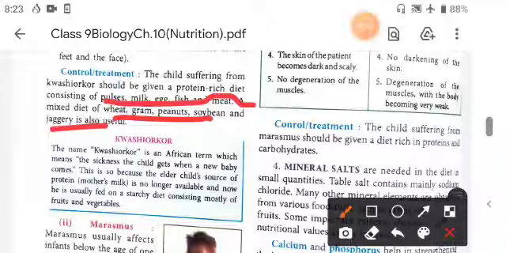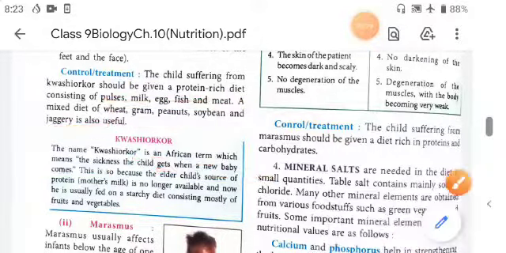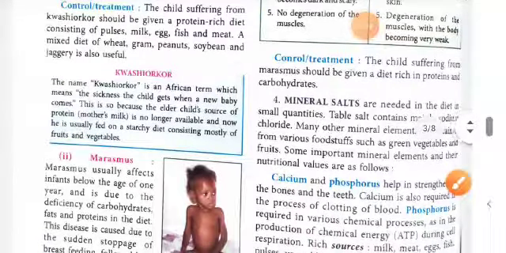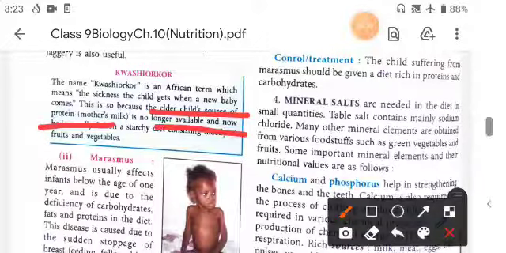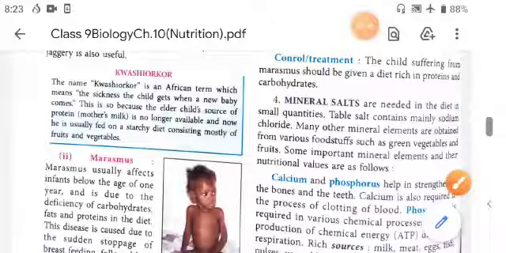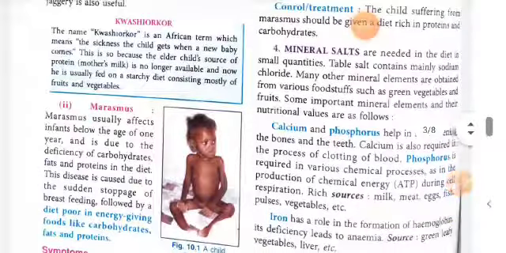Now Kwashiorkor is an African term which means the sickness the child gets when a new baby comes. This is so because the elder child's source of protein is no longer available. So what is the source of protein in a younger child? That is the mother's milk, and when he does not find a sufficient quantity of milk, then this disease will be there.